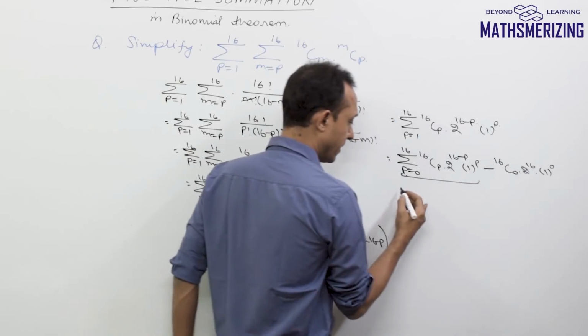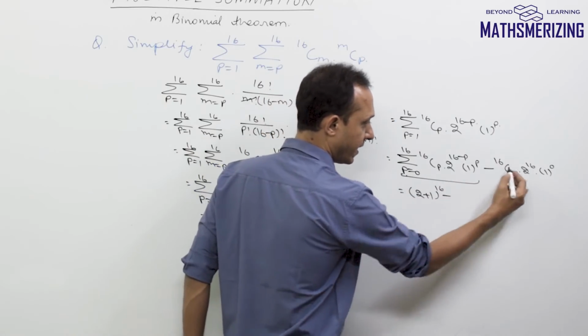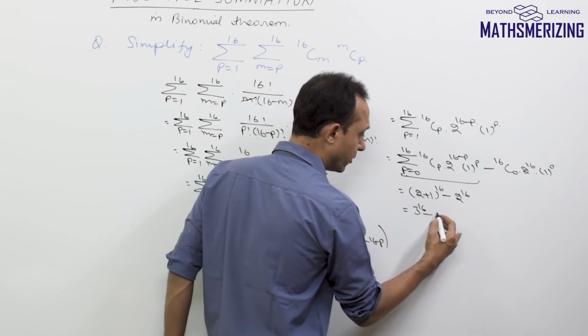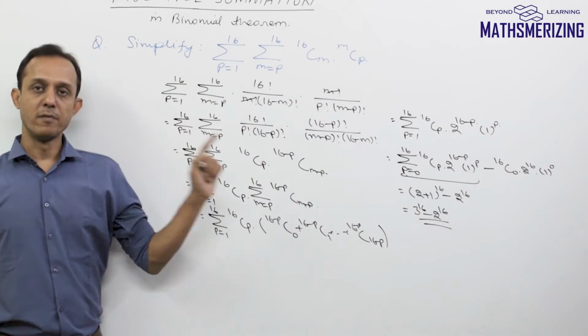Now this is nothing but the binomial expansion of a plus b to the power n, and here it will be 3 to the power 16. So the answer to this question will be 3 to the power 16 minus 2 to the power 16. So this is how we solve these questions.